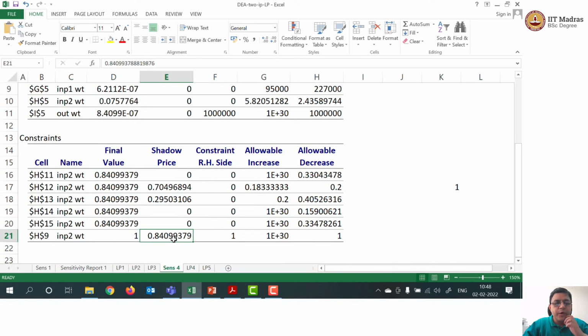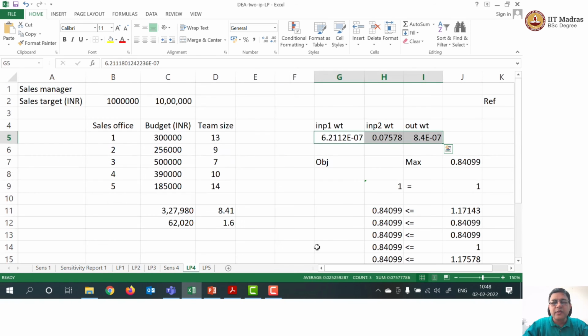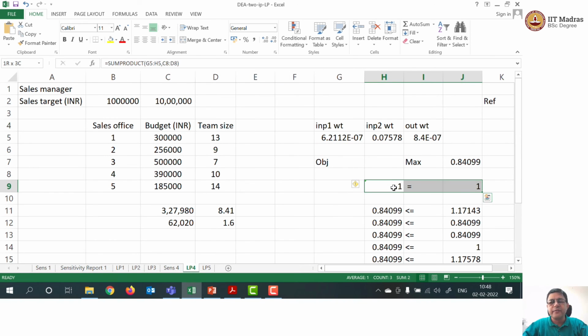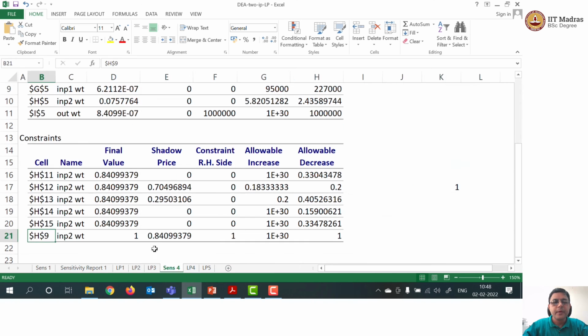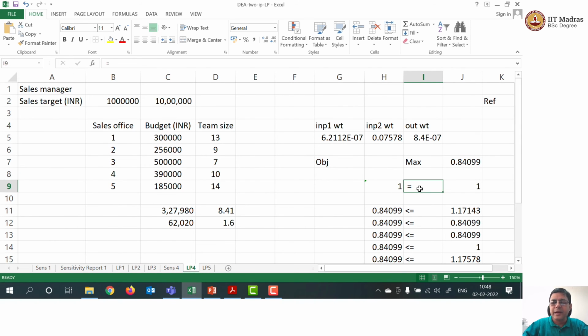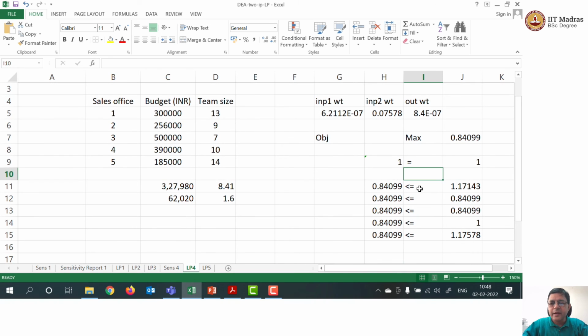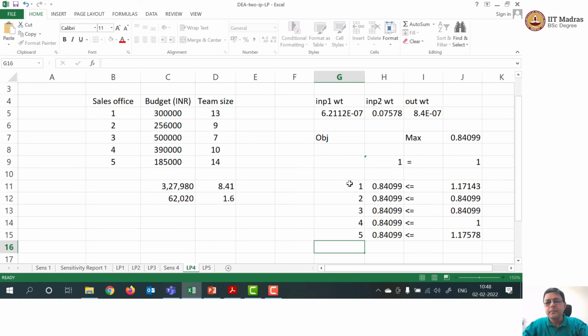What does this 0.84 correspond to? 0.84 corresponds to H9. H9 is our normalization of input. So the dual variable corresponding to the normalization of inputs is our objective function value, 0.84. Now, out of the constraints, the normalization of input was an equality. Out of the inequalities, there are going to be 5 inequalities, one corresponding to each of the DMUs.